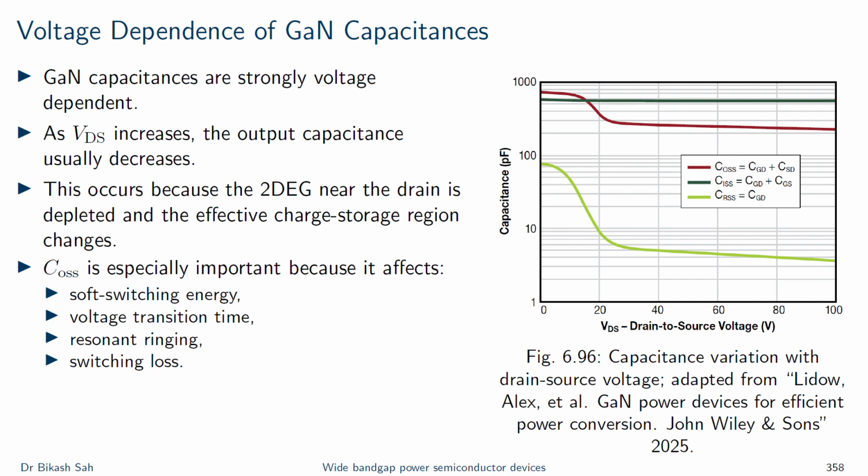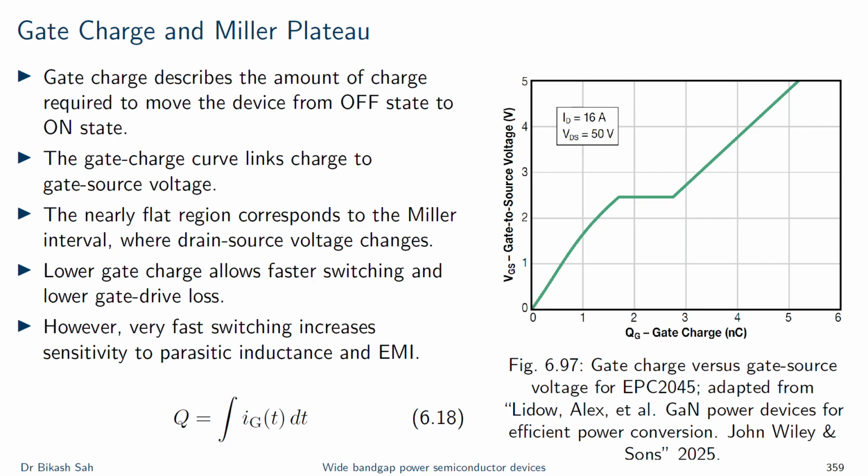In GaN converters switching at very high speed, COSS also interacts with loop inductance to produce ringing. Therefore, I would say that it's very important to understand the voltage dependency of the capacitance, both for having better efficiency and also for better EMI and other things around it.